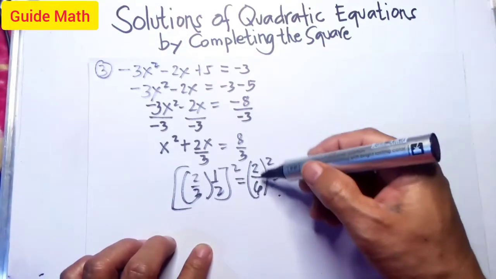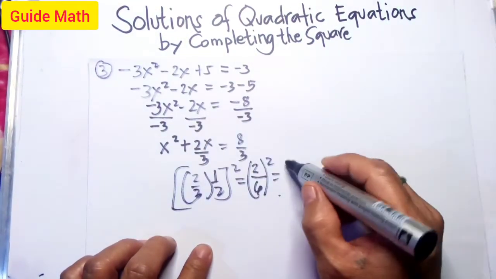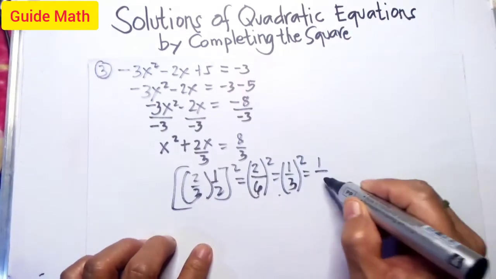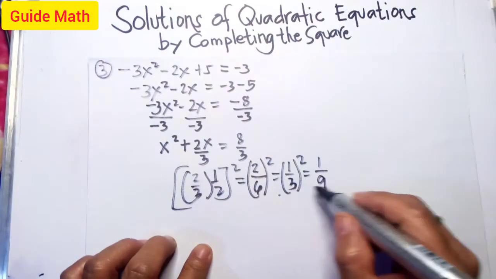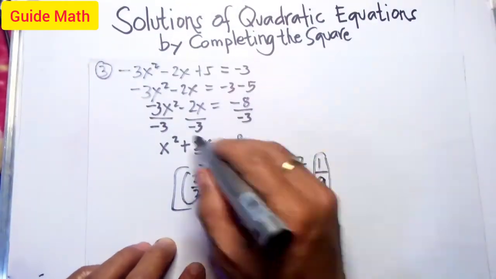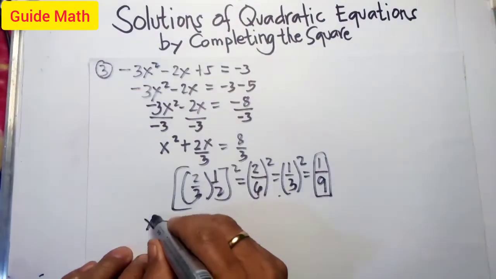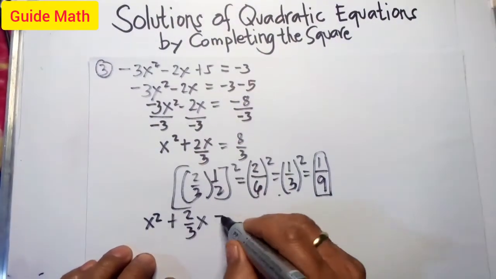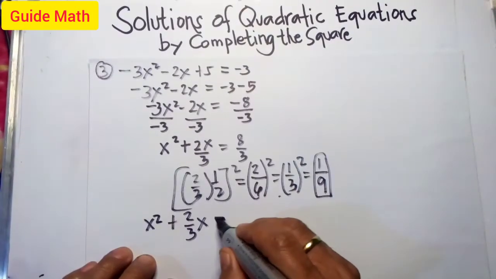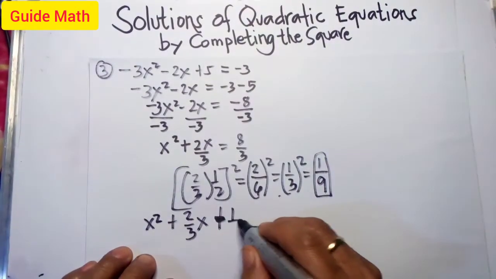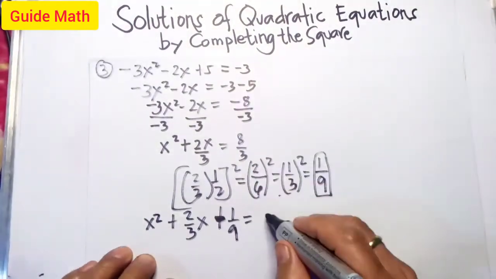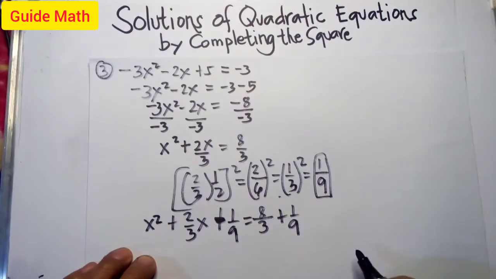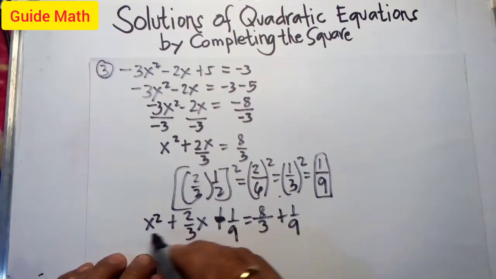So we can simplify this. 2 over 6 is 1/3. So this is 1/3 squared, or simply equals to 1 over 9. 1 times 1 is 1. 3 times 3 is 9. So ito ngayon yung i-add natin both sides. So we have x squared plus 2/3 of x plus 1 over 9 is equal to 8 over 3 plus 1 over 9. So this is now a perfect square trinomial.